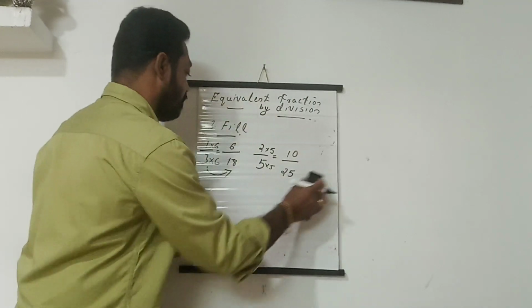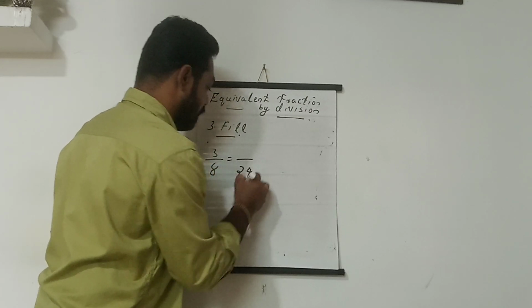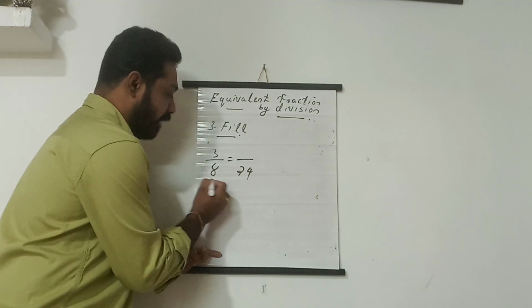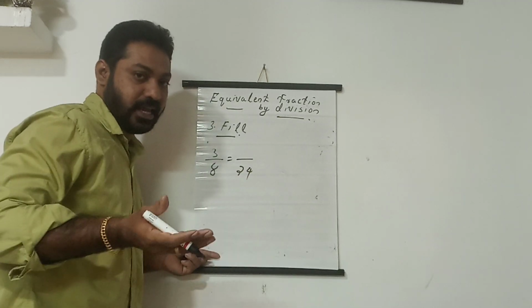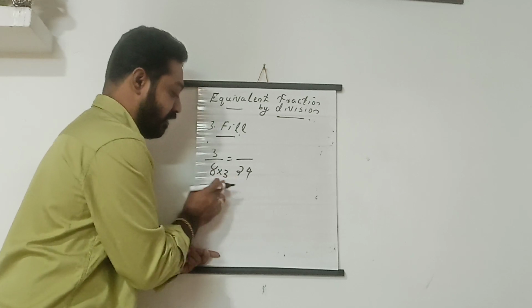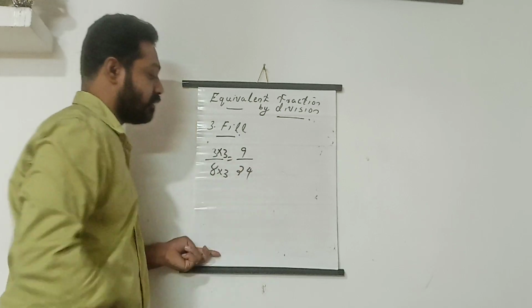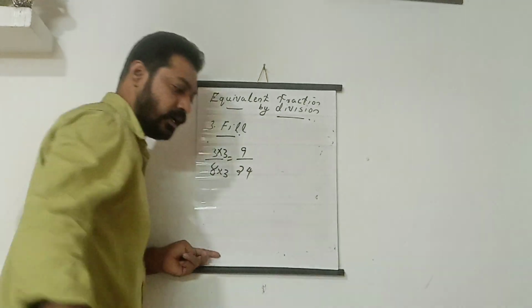Then C, 3 by 8. 3 by 8 is equal to dash by 24. How does 8 become 24? 8 ones are 8, 8 twos are 16, 8 threes are 24. When we multiply with 3, it becomes 24. Same thing you have to do here, you will get the answer. 3 3s are 9, 9 by 24. Understand? Then D.